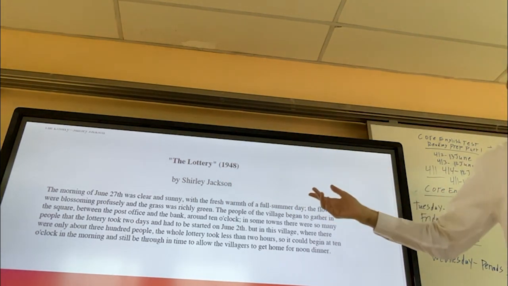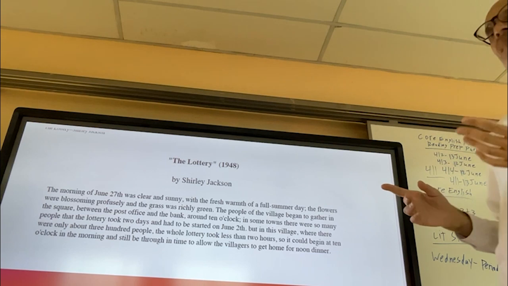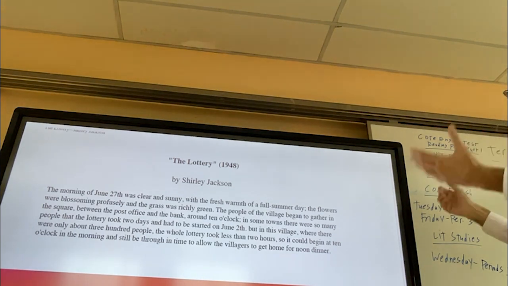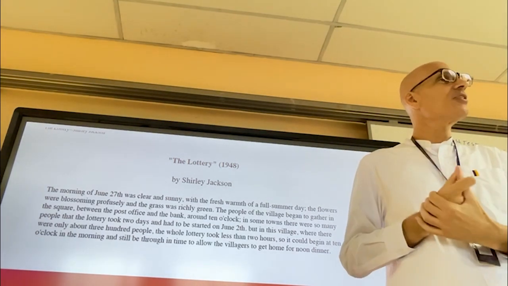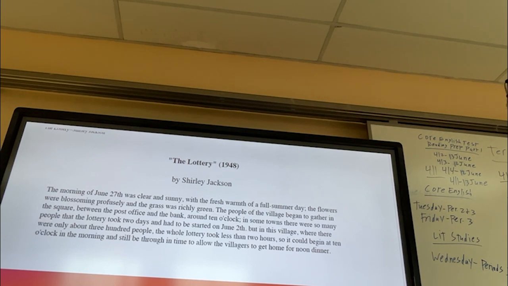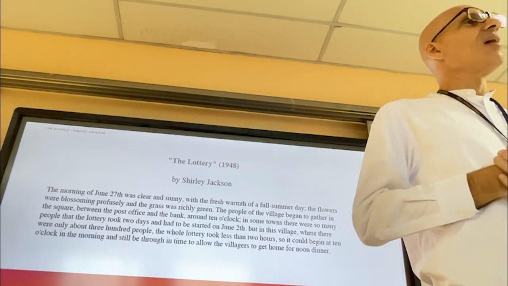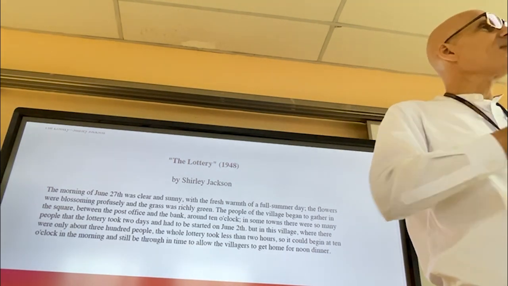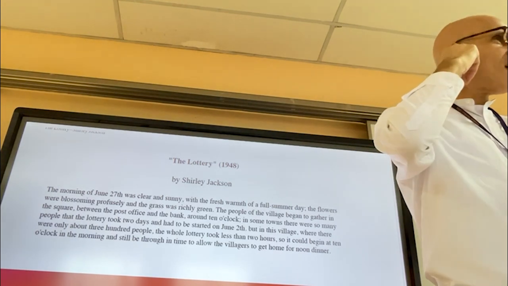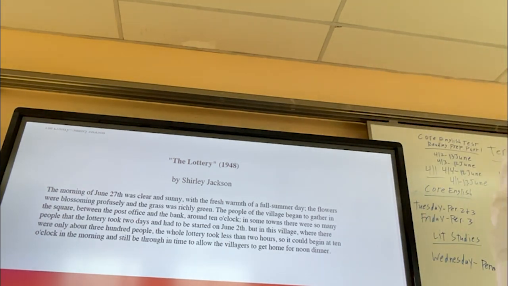Clear and sunny. What else? Fresh warmth of a full summer day. What else? Flowers blossoming. Grass is green. People are gathering. So it seems like it's some kind of a happy tradition that's going to be taking place. Is there anything, though, near the end that could suggest that it's something that they have to do or want to get over with quickly? That may indicate that maybe there is a bit of a negative twist to it. Just want to get home after dinner.